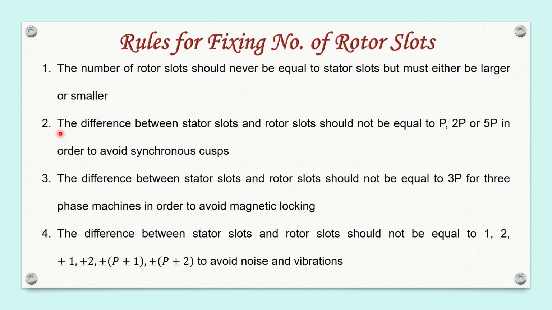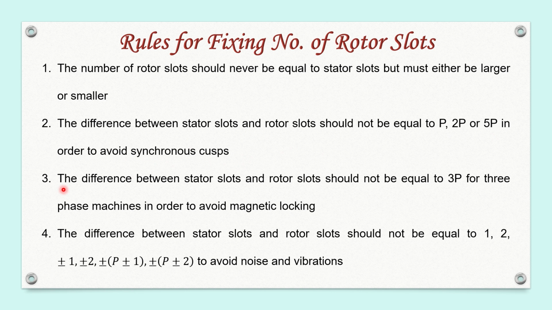Second point is that the difference between stator slots and rotor slots should not be equal to P, 2P or 5P in order to avoid synchronous cusp. So here P denotes the number of poles. The difference between stator slots and rotor slots should not be equal to P, the number of poles, or 2 times the number of poles or 5 times the number of poles. And this is done in order to avoid the synchronous cusp.